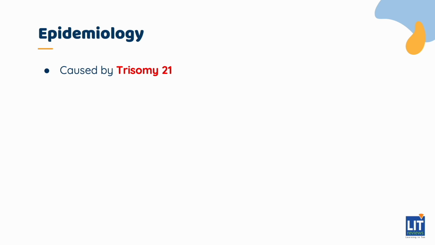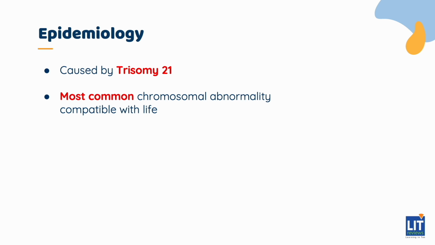Another 4% of patients with Down syndrome have a translocation of a portion of their chromosome 21 to another chromosome, most commonly chromosome 14. The final 1% have chromosomal mosaicism, in which some of their cells are normal and some have 3 copies of chromosome 21. Trisomy 21 is the most common chromosomal abnormality that is compatible with life.